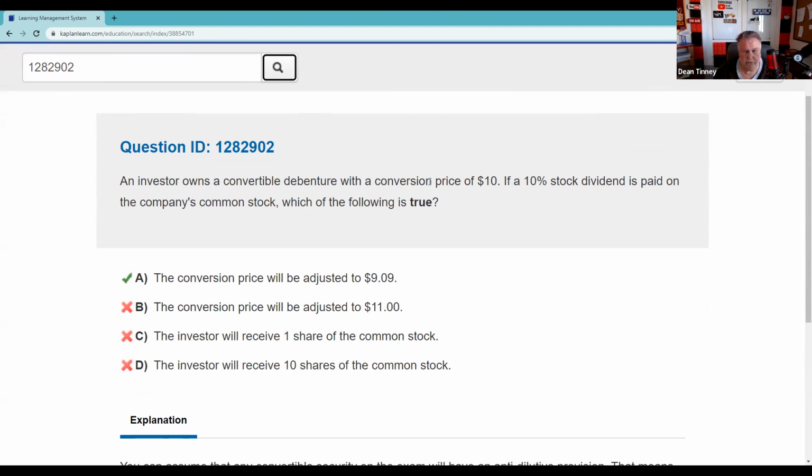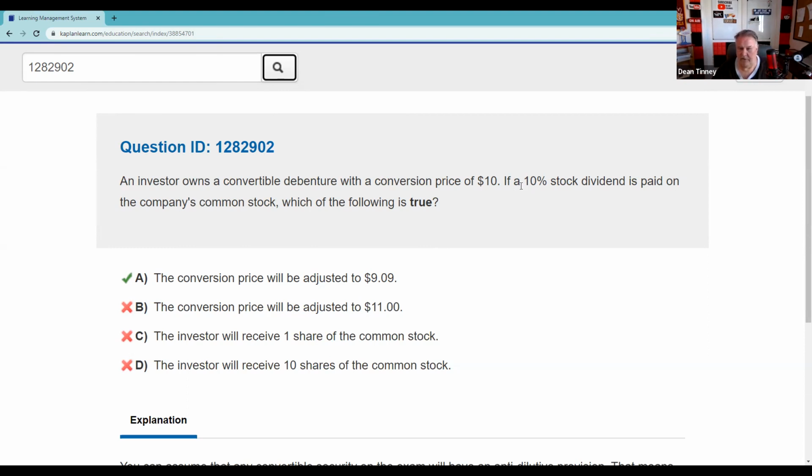Anyways, an investor owns a convertible debenture with a conversion price of 10. What do you got to do the minute you get the conversion price? Test question. What do you got to establish? You can't do anything with the conversion price. You need the conversion ratio. So what you're going to do is take par, 1,000, divide by 10, and that gives you the conversion ratio.